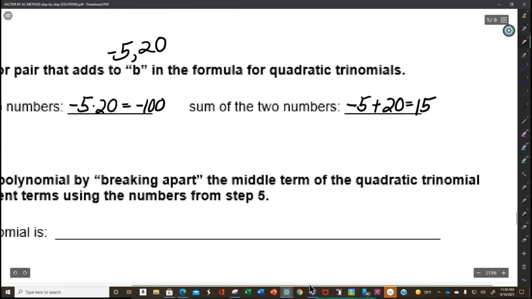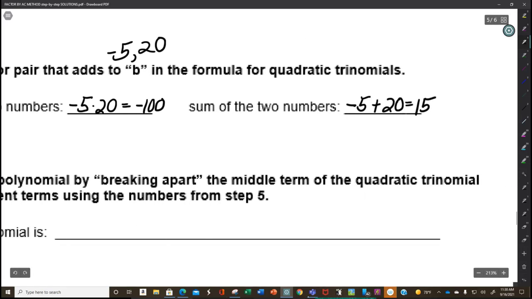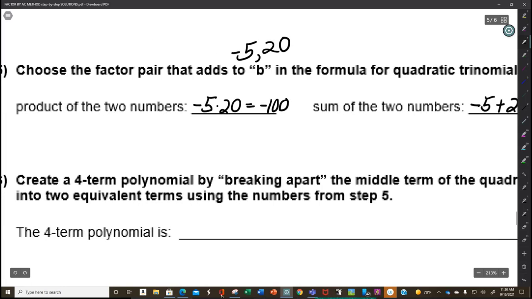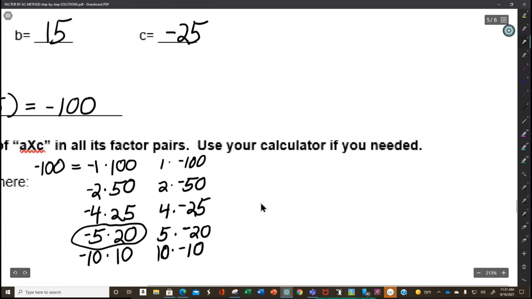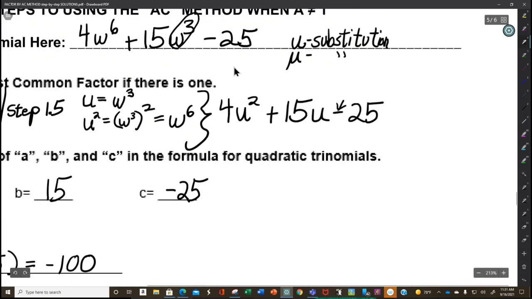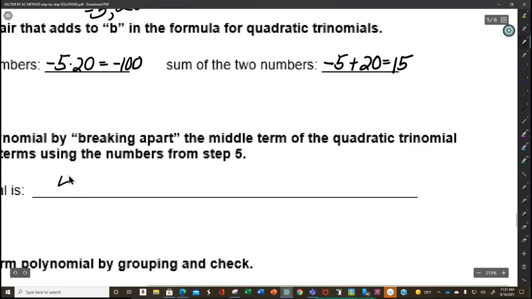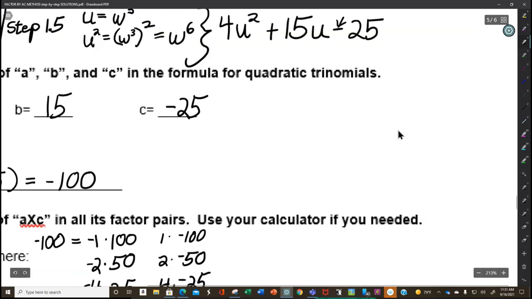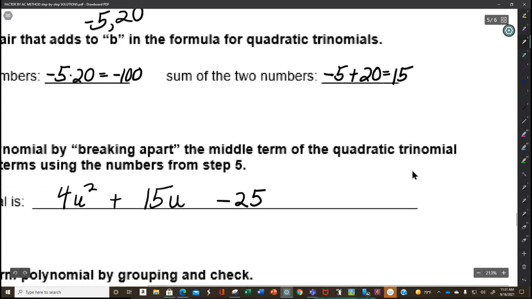So now I'm going to break apart. Create a four-term polynomial by breaking apart the middle term of the quadratic trinomial into two equivalent terms using the numbers from step five. Well, okay. I have to try to remember what this is. No, not that. We changed it. 4u squared plus 15u. 4u squared plus 15u minus 25.